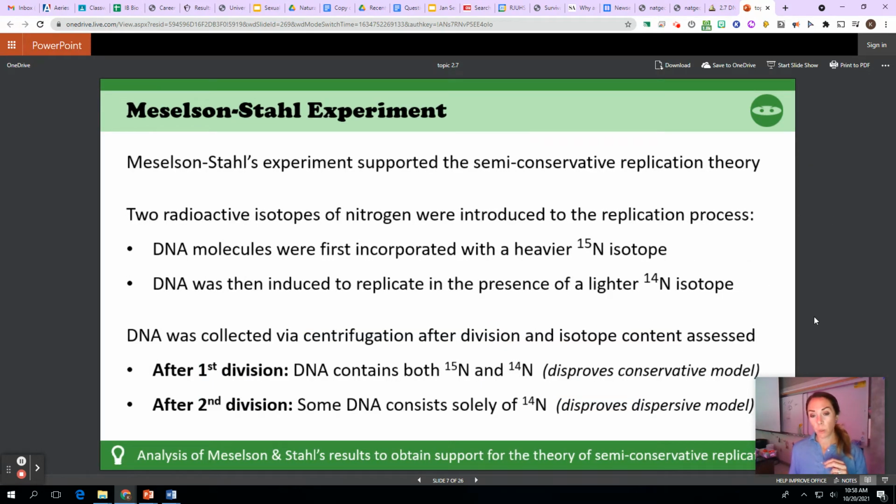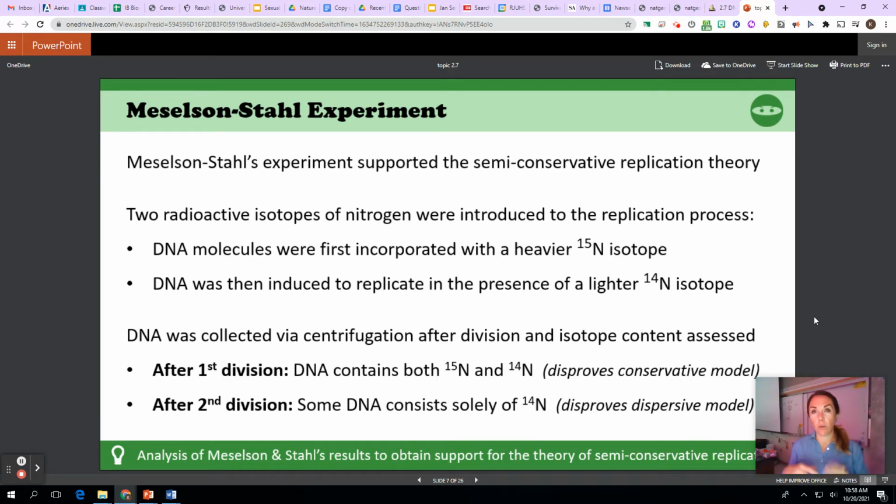Okay. The experiment, do not write this down. Stop. Do not write this down. What I'm going to have you do is on the next slide, there's all these visuals, right? I'd rather have you have the visual of this experiment than this written down. But here's basically what happened.